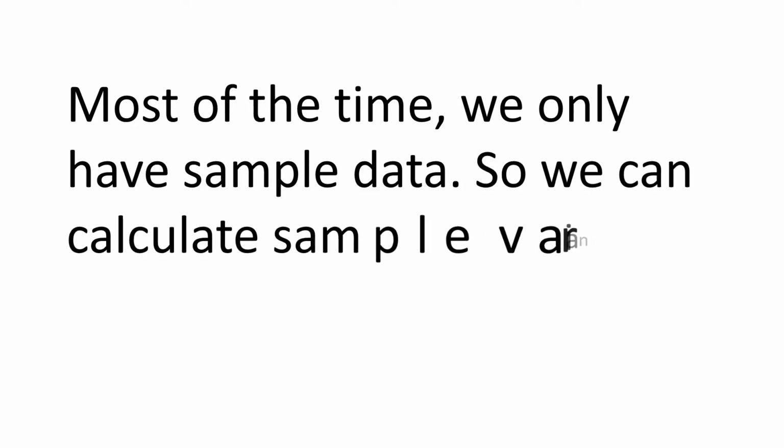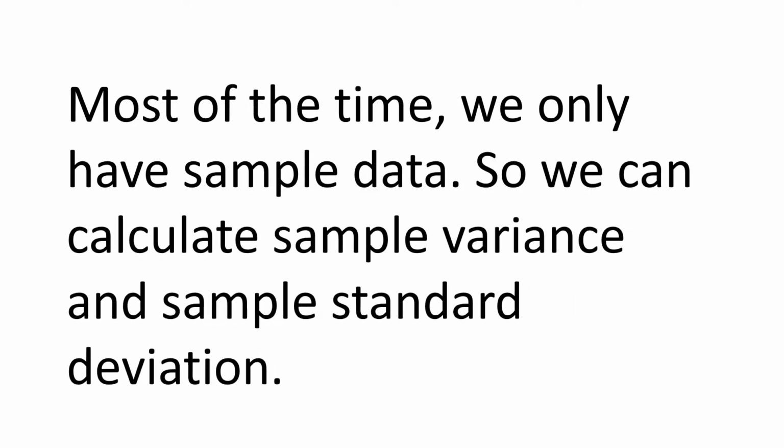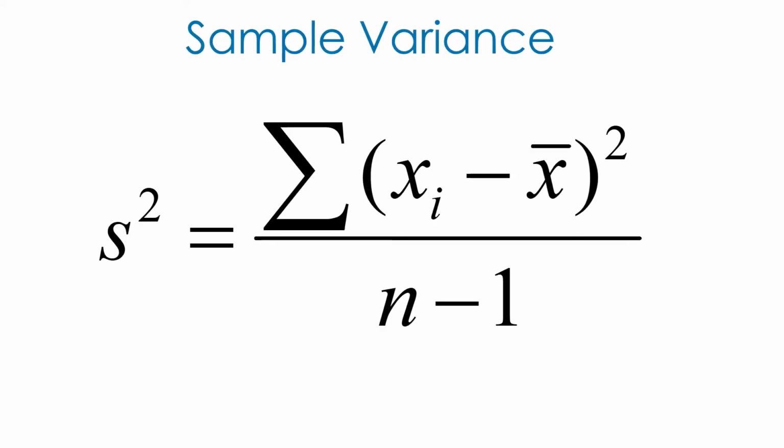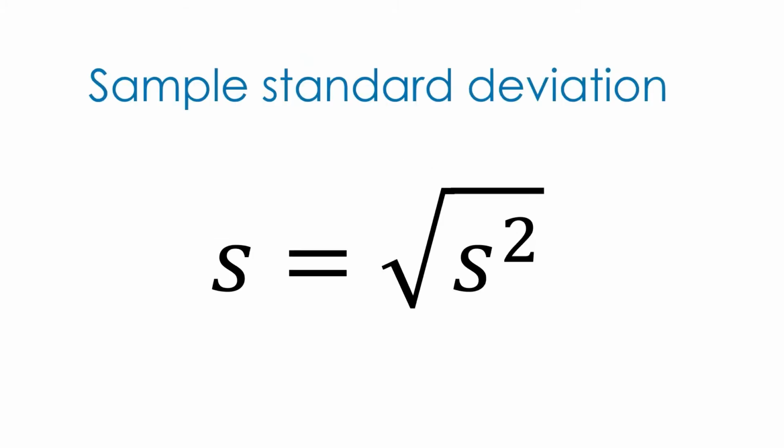Most of the time we only have sample data, so we can calculate sample variance and sample standard deviation. Sample variance. The notation for sample variance is s squared. The sample variance is equal to the sum of the squared difference between values and its arithmetic mean, divided by the sample size less 1. The sample standard deviation is denoted by s, which is equal to the square root of s squared.